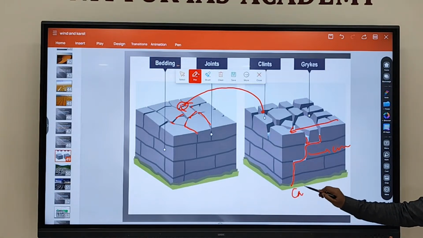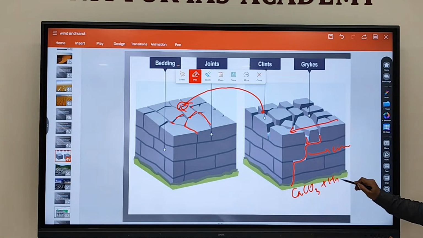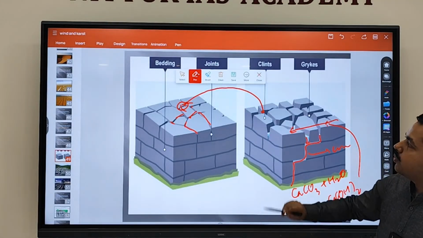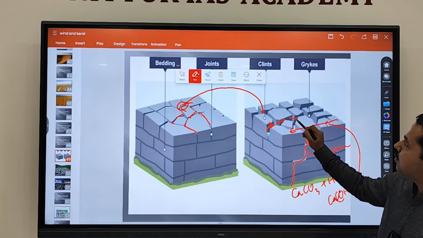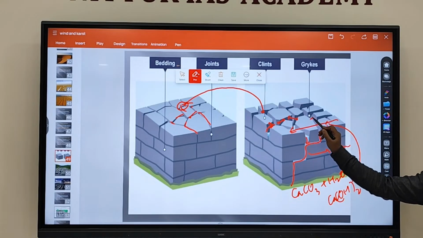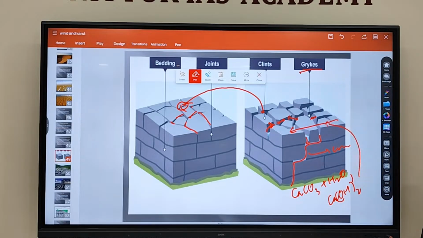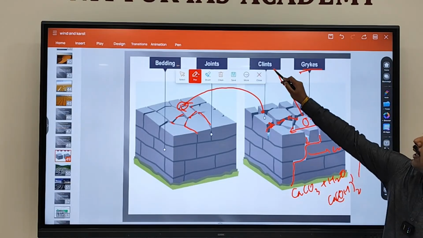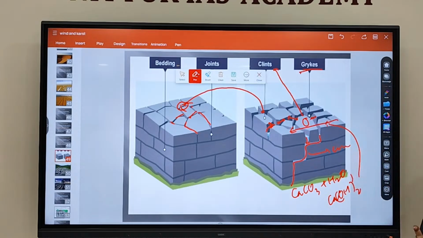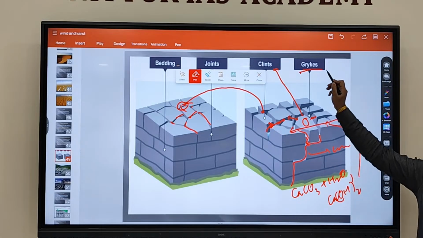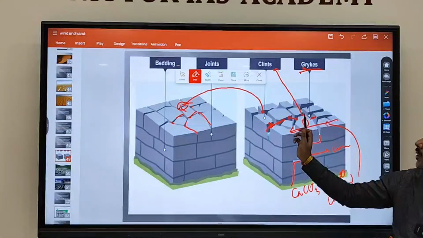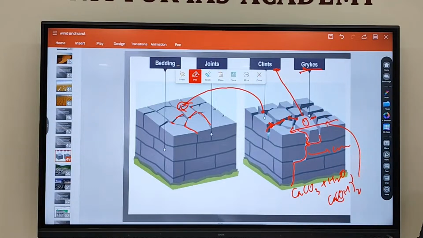You know that calcium carbonate reacts with water to form calcium hydroxide. So it is going to erode the rocks, and as a result you will see this crack becomes widened. Clear? The widened part is called a grike. The upper part is called a clint. So there are two terms, clint and grike. The widened part through which water is moving down is referred to as a grike, and the upper part is referred to as a clint. Clear?